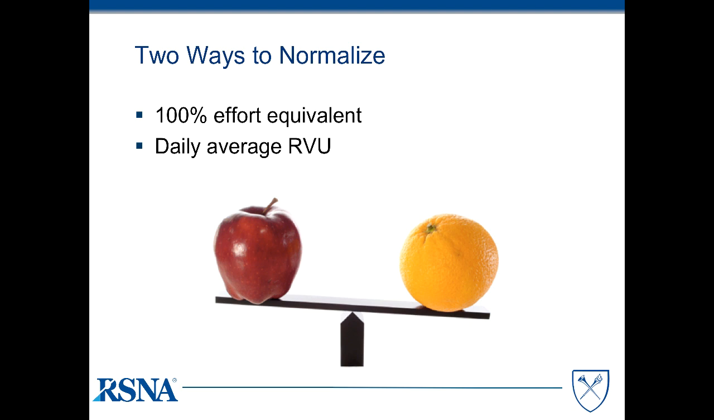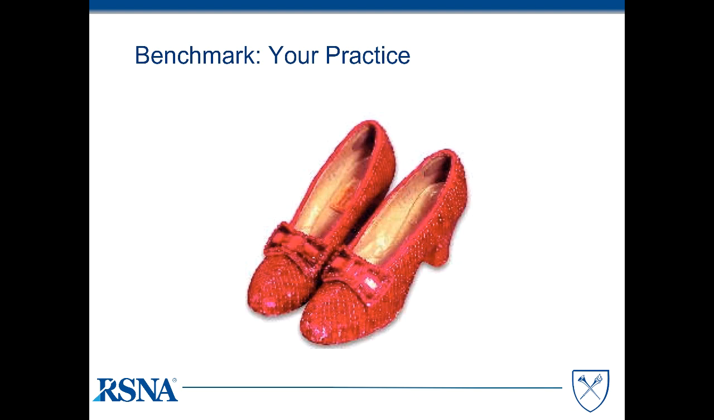There are two ways to do this, and neither is right nor wrong. You can adjust part-timers to a 100% work effort. That would mean doubling the RVUs of a half-time radiologist. Or you can normalize on a per-day basis, essentially dividing RVUs by numbers of days. One problem with national benchmarks, though, is that they're national. They don't tell you what's right for you in your practice. And so I'm a big believer in the ruby red slippers approach to this. You remember Dorothy in The Wizard of Oz. There's no place like home when she was clicking together her shoes.